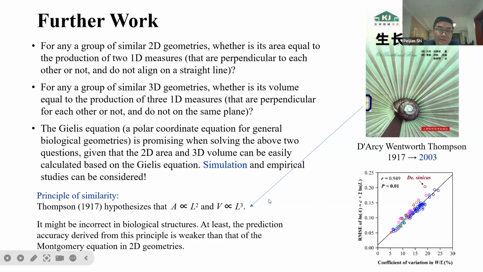However, most observations show that there is no square relationship between the leaf area and the square of leaf length. So maybe in the future we can test the formula that for any three-dimension object, its volume can be proportional to the product of three dimension measures.